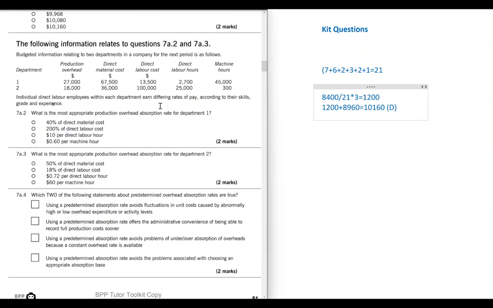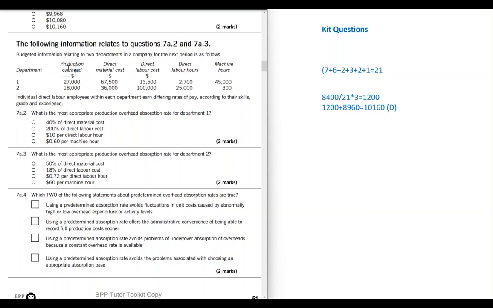What is the most appropriate production overheads rate for department 1? What is the most appropriate production overheads rate for department 2? Budgeted information relating to 2 departments in a company for next period is as follows. We have overheads, material, labor hours, and machine hours. Individual direct labor employees within each department earn different rates of pay according to their skills, grade, and experience. What is most appropriate overhead absorption rate for department 1?